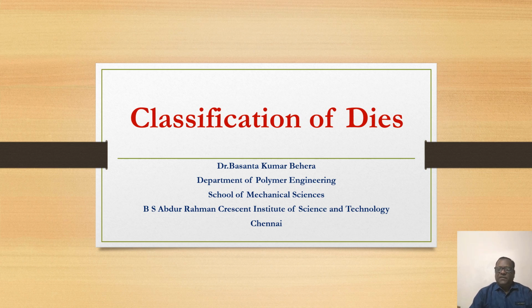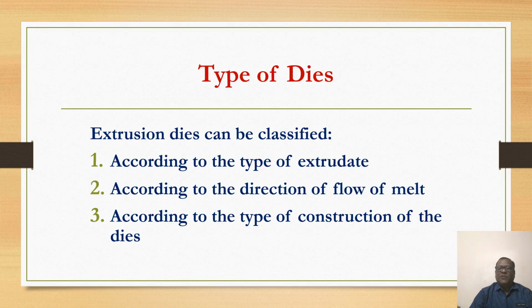So the topic is classification of dyes. The function of a die is to create the plastic parts, like in injection molding, where you use a mold to make the part. Here also the melt will come from the extruder and go through the die, and finally we will get the plastic product.